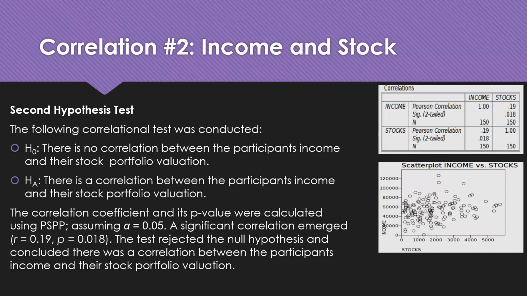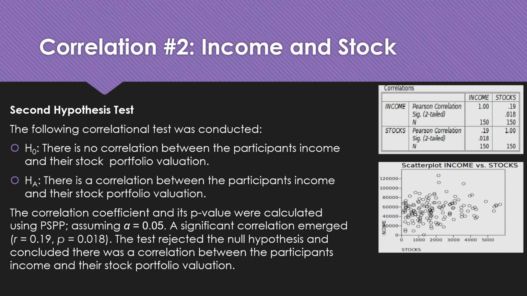The second hypothesis test is between income and stock. The following correlational test was conducted. The null hypothesis states there is no correlation between the participant's income and their stock portfolio valuation. The alternative hypothesis states there is a correlation between the participant's income and their stock portfolio valuation.